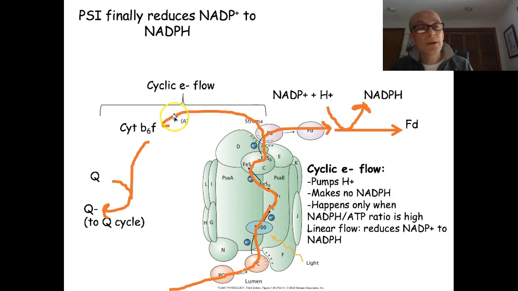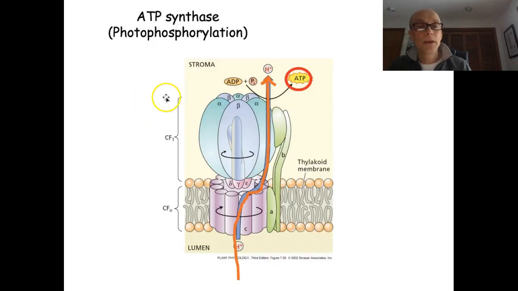Well, you get more hydrogen by pumping more hydrogen into the lumen, which can then eventually flow through the ATP synthase and produce ATP. So when the NADPH to ATP ratio is high, you get the linear flow that reduces the NADP to NADPH. If you need more ATP, then you will go into the cyclic flow and pump more of the hydrogen in to produce more ATP.